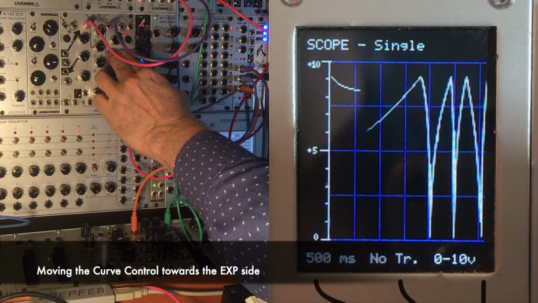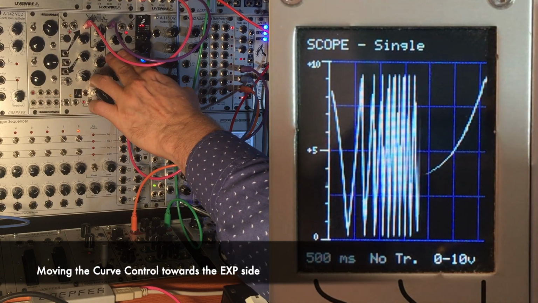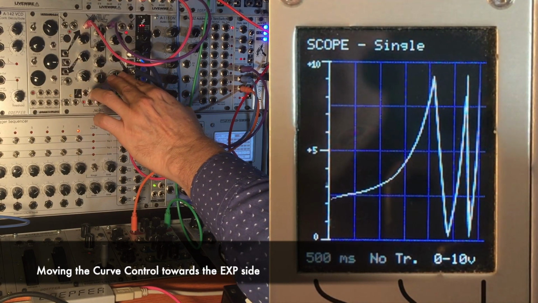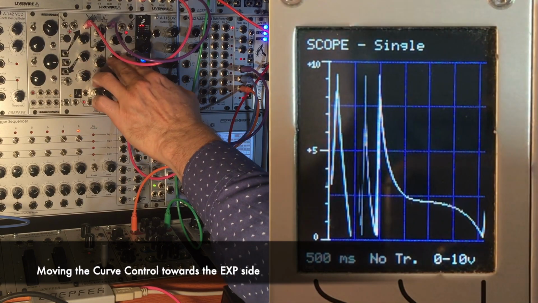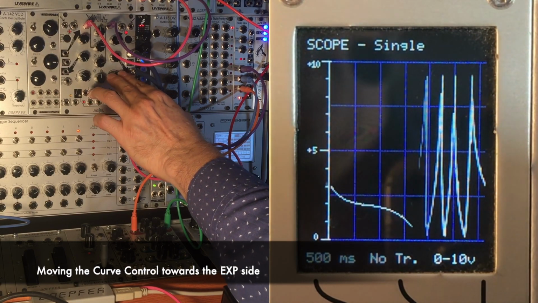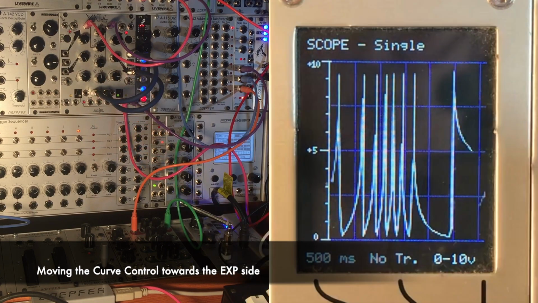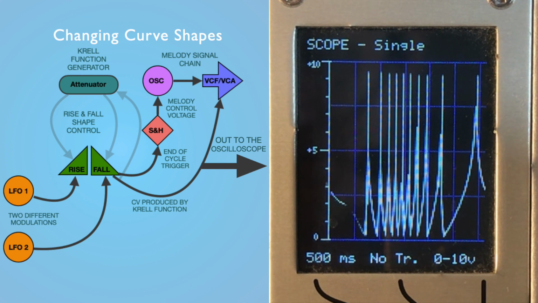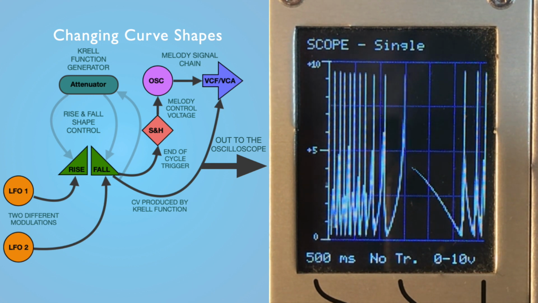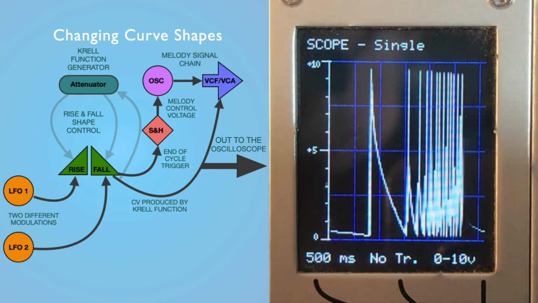And then let's go the other way. So as we move towards what Maths calls its more exponential shapes, it will start to speed up, shortening both the rise and the fall, giving us some nice little sharp edges. And this gets us into some nice plucky, almost bouncy territory.